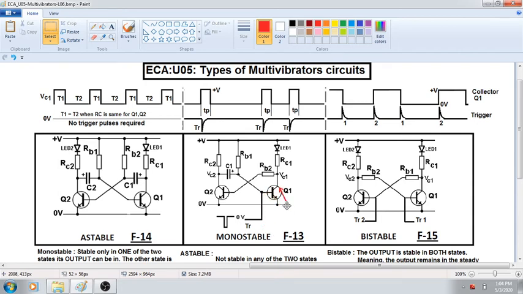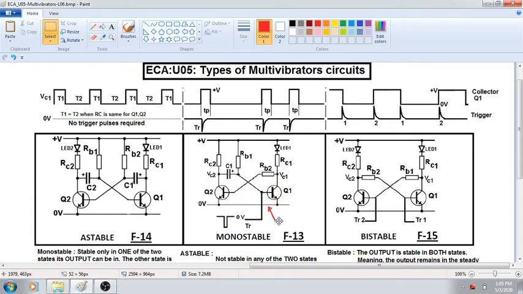So when this transistor is cut off, Vc1 will go high. You can see here Vc1 is going high to V volts. Now when this is going high, how long will it remain high? For that you need to understand the operation of this circuit.